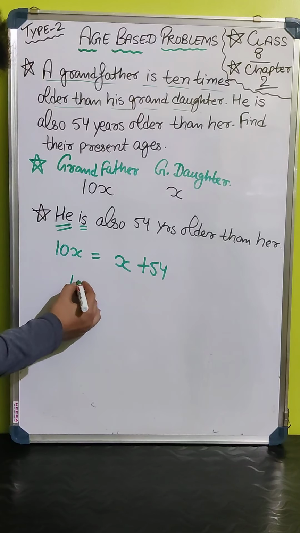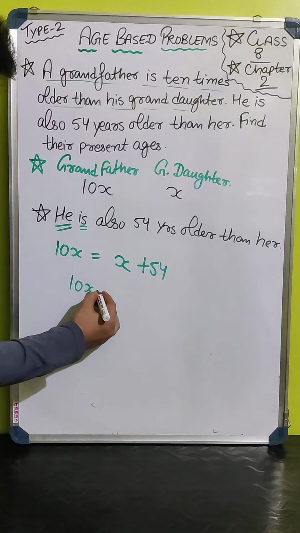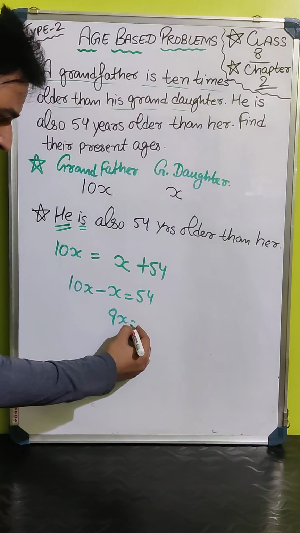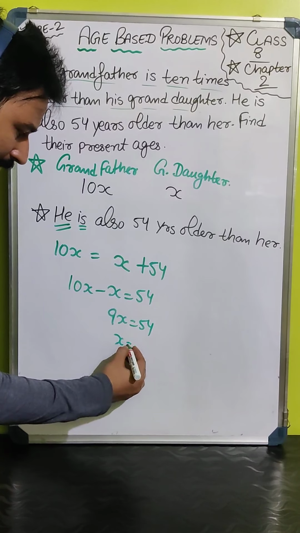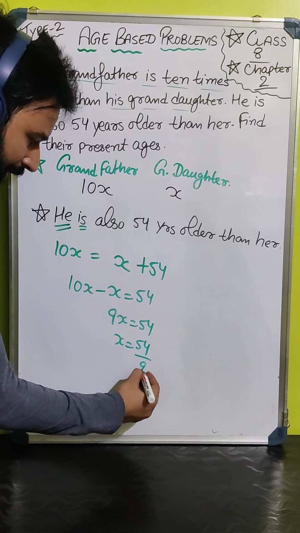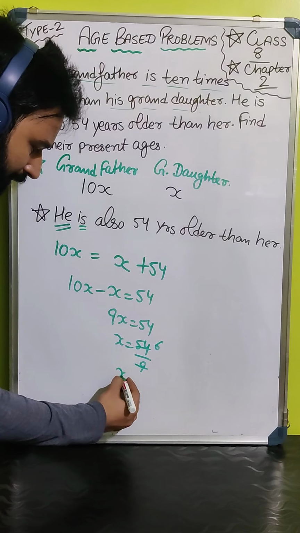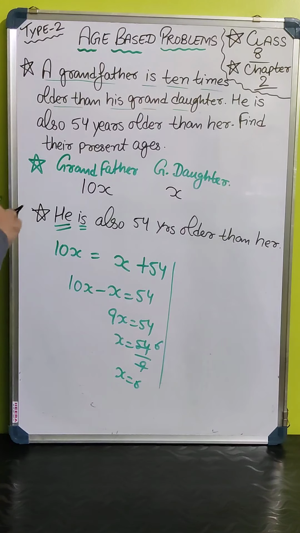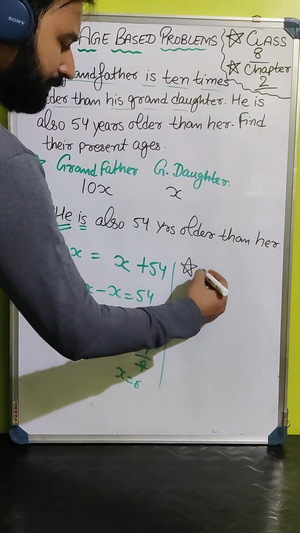Now easily you can find the value. If this is 10x, it comes to the right hand side as x. 10x minus x, that is 9x, equals 54. x is equal to 54 divided by 9, so x is equal to 6. Now we have to find their present ages. What are the present ages?